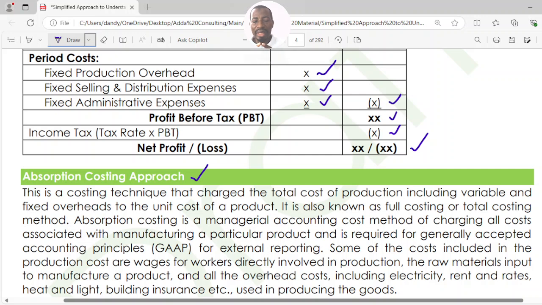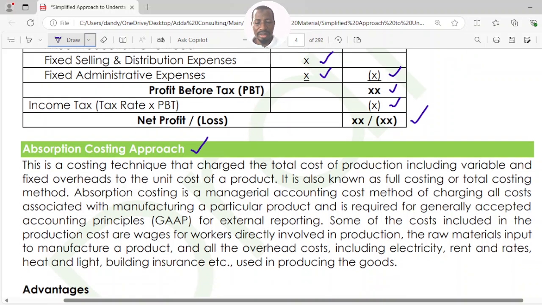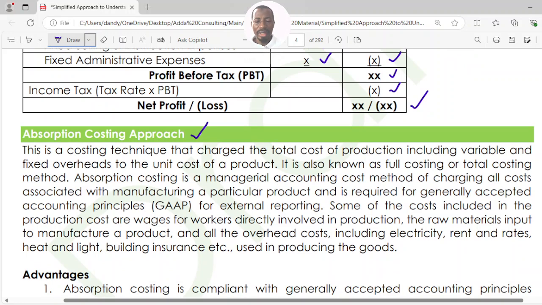It is a managerial accounting system that relies heavily on generally accepted accounting principles for external reporting purposes. I repeat, absorption costing technique is a managerial accounting system that relies heavily on the use of generally accepted accounting principles for external reporting purposes.